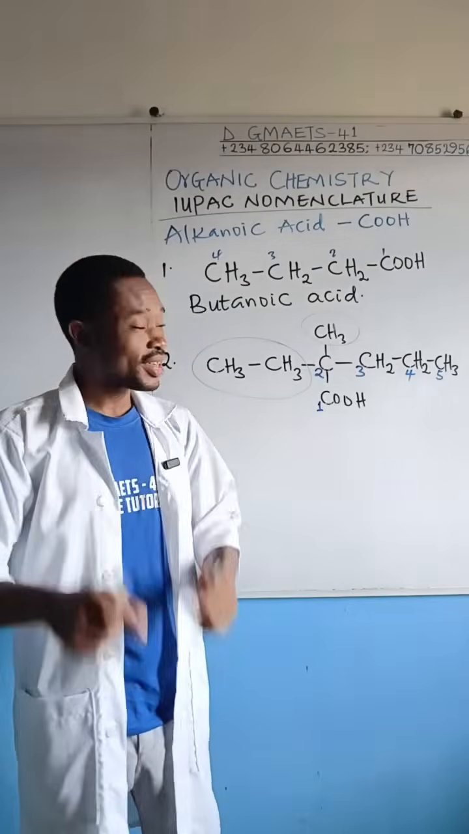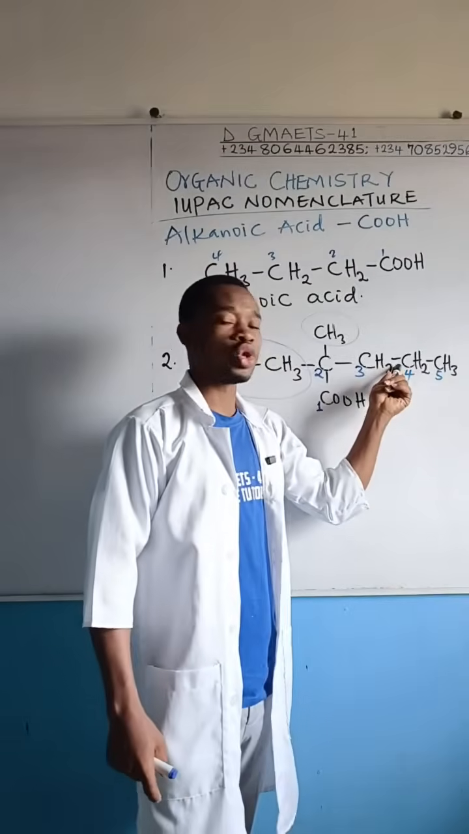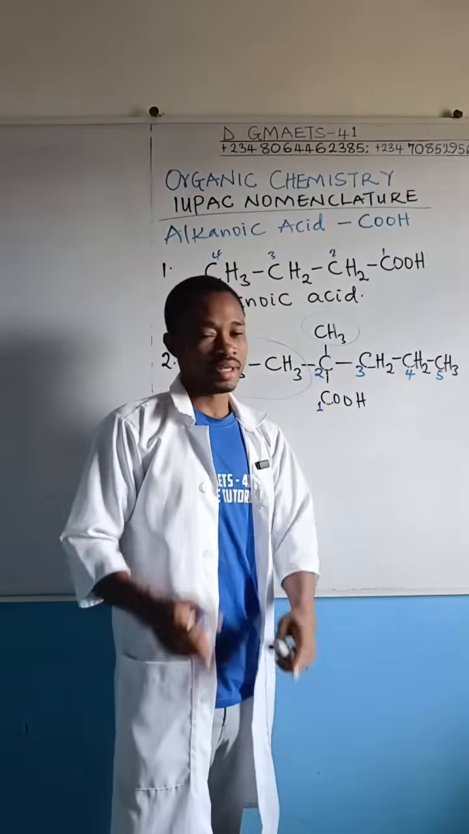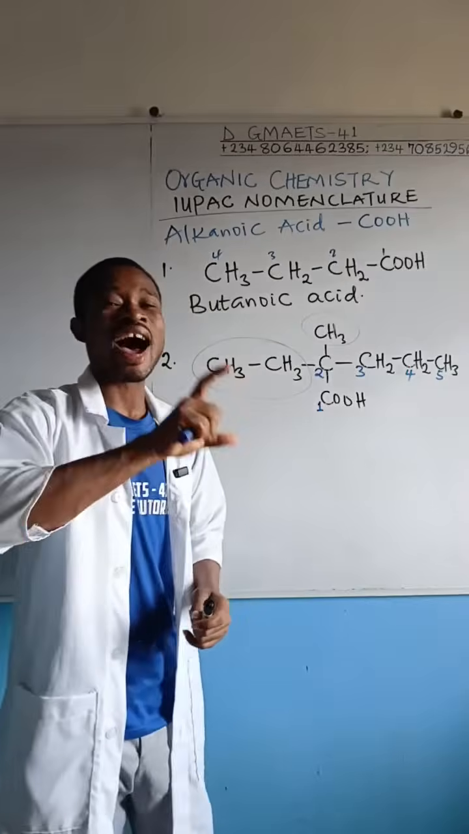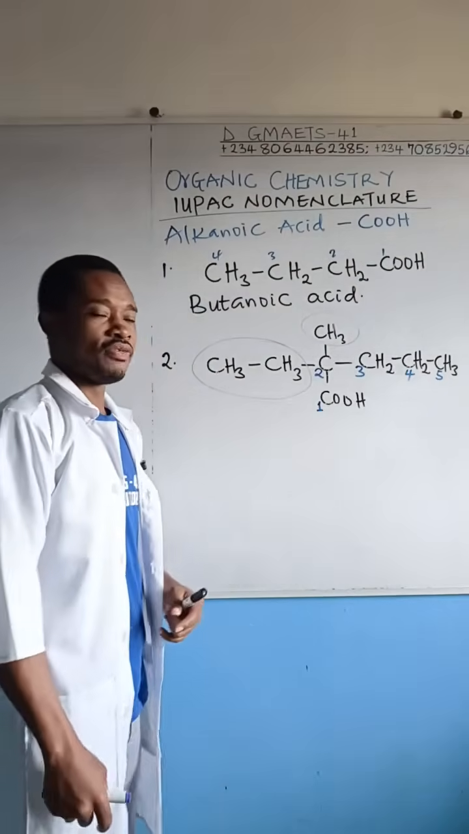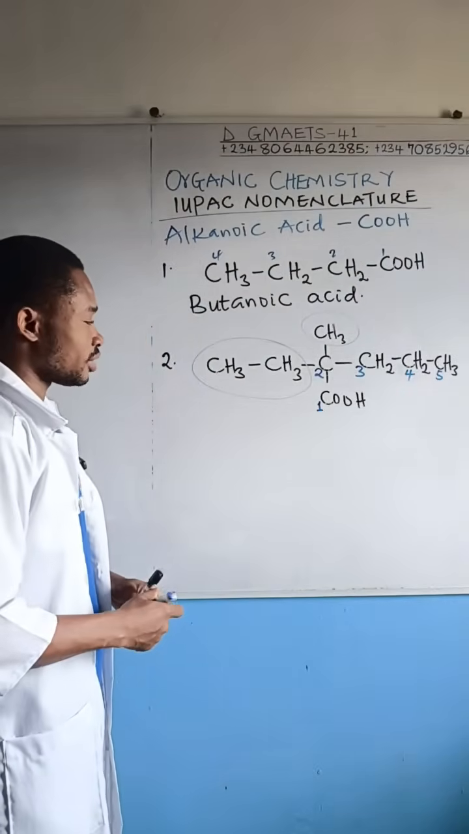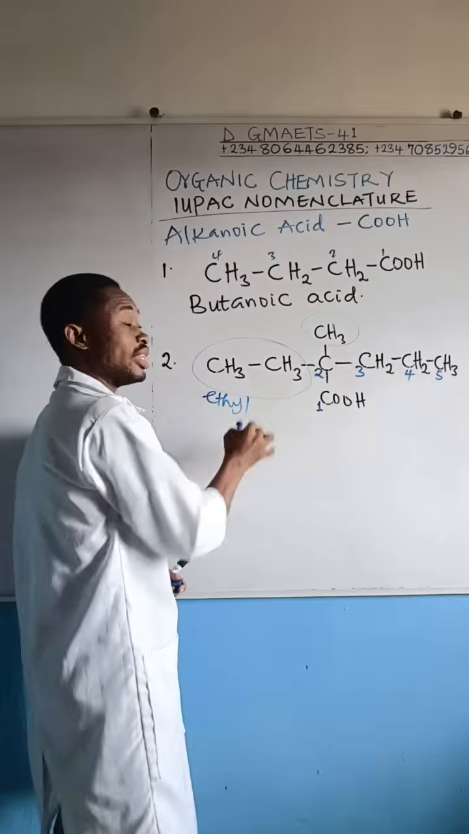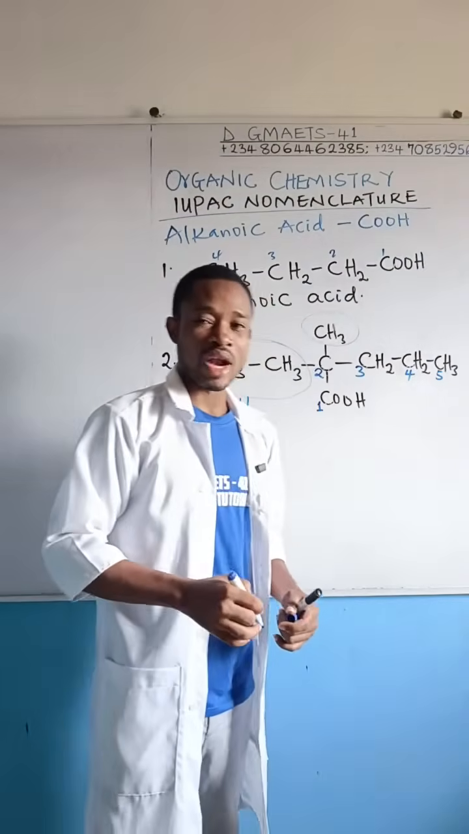I'm saying this in case we had a double bond somewhere here, maybe between any 2 carbons, you can't pronounce it as anoic anymore. No problem. As we move on, hopefully we'll see a structure like that. So the name of this attachment is ethyl. This is ethyl. Some persons pronounce it ethyl.